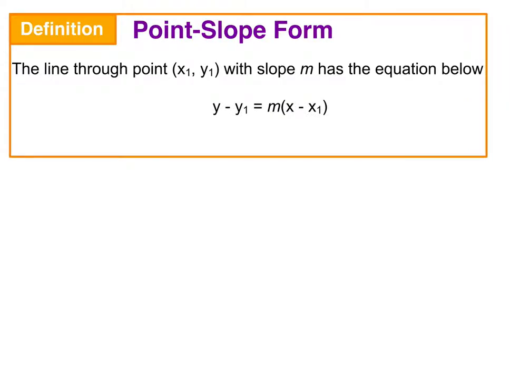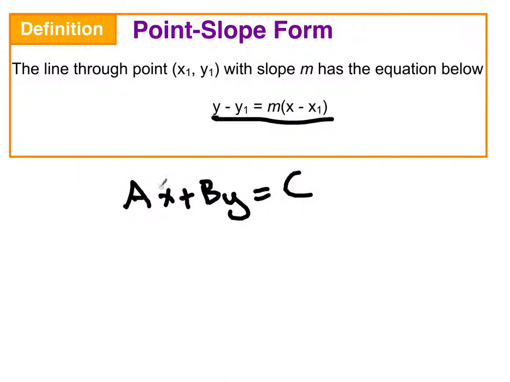All right. The next form that we're going to talk about is point-slope form. Just as a quick reminder, what was standard form? Standard form was ax plus by equals c. So this is the first form we talked about, and this is the next form that we're going to talk about. They're really useful for different things.